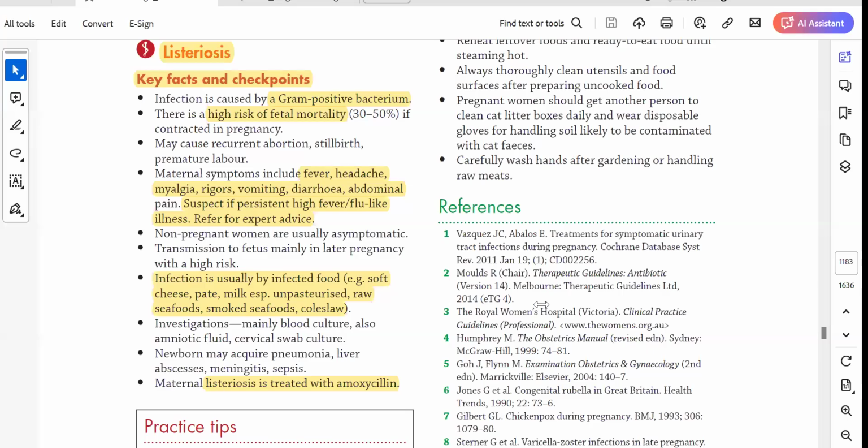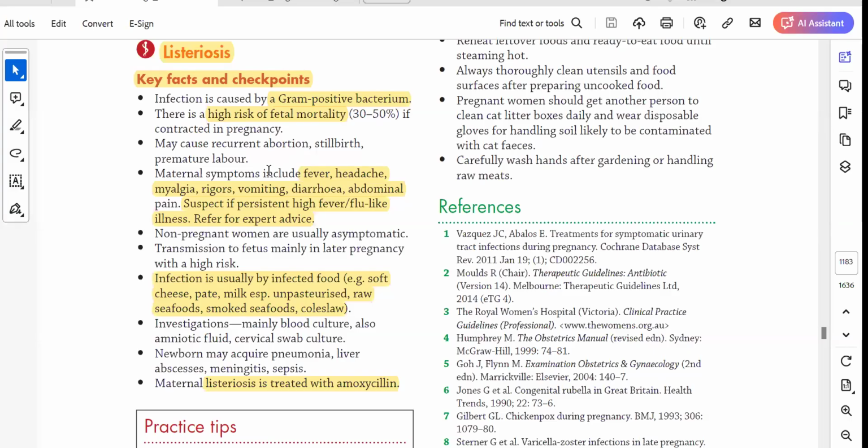Listeriosis. So listeriosis is an infection by gram-positive bacteria, and if mother gets infected, baby can get infected, and there is a high risk of fetal mortality with that. So it usually comes with infected food, like soft cheese, unpasteurized milk, raw meat, or raw seafood.